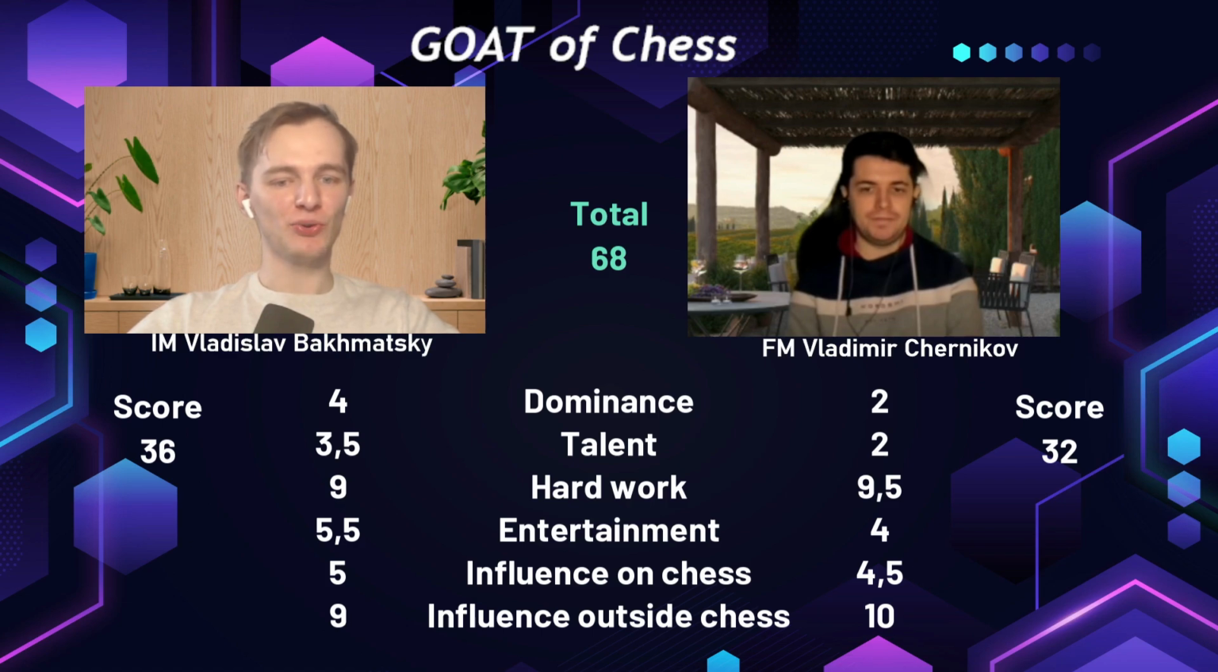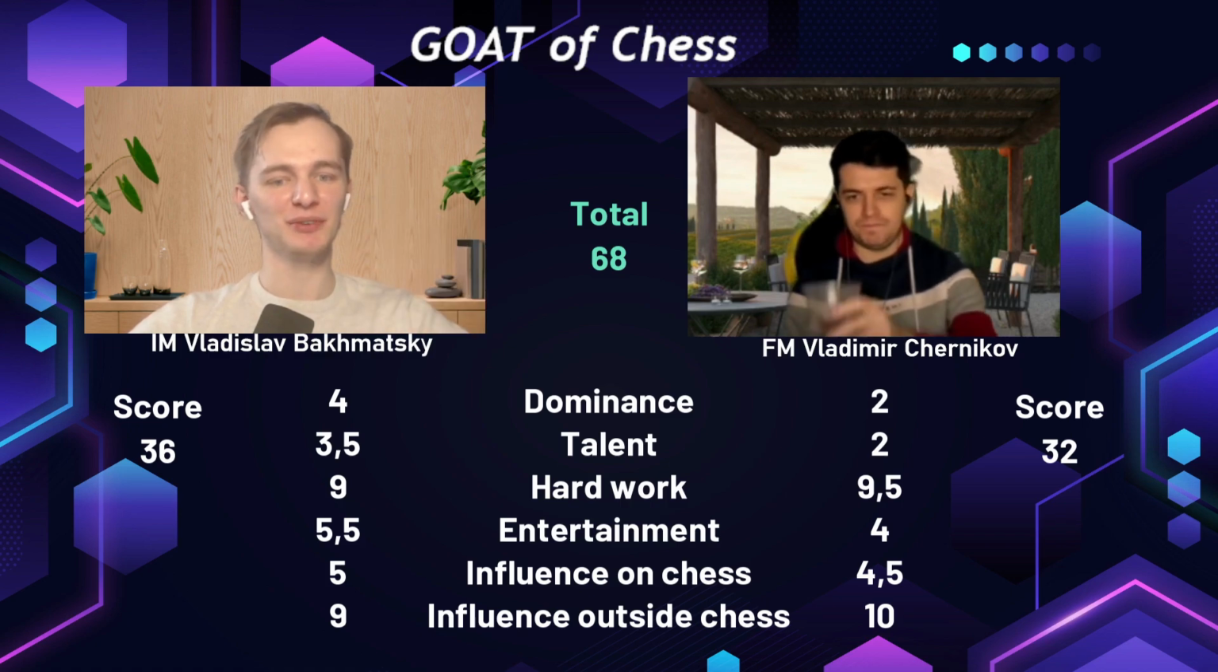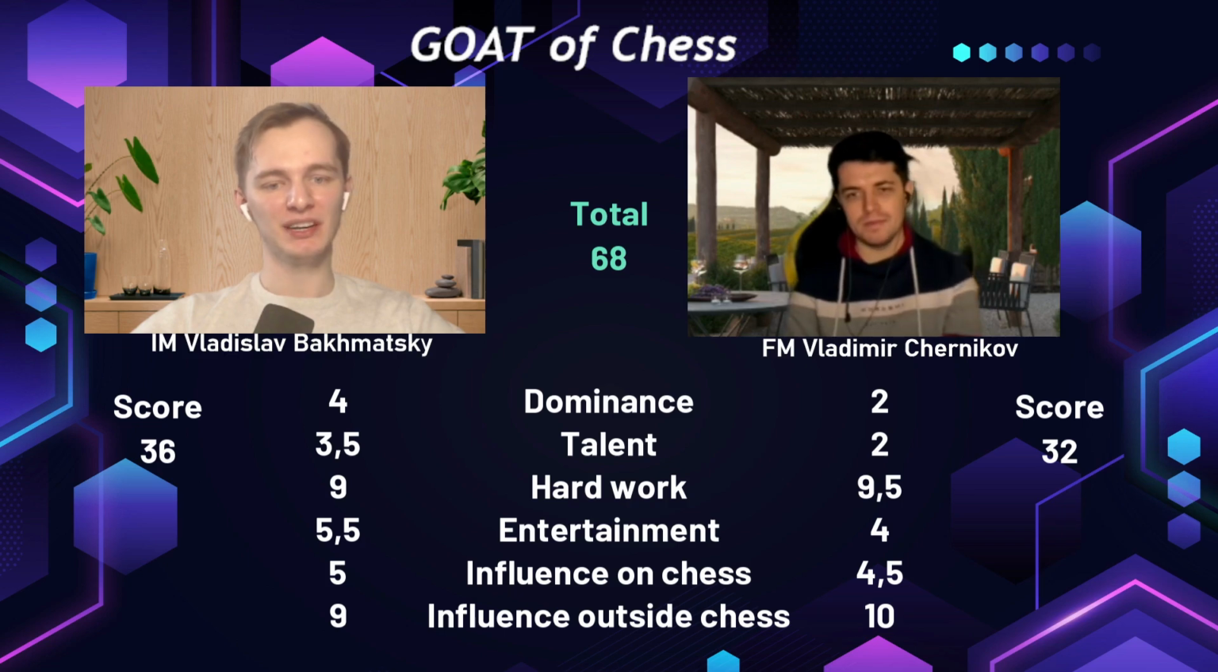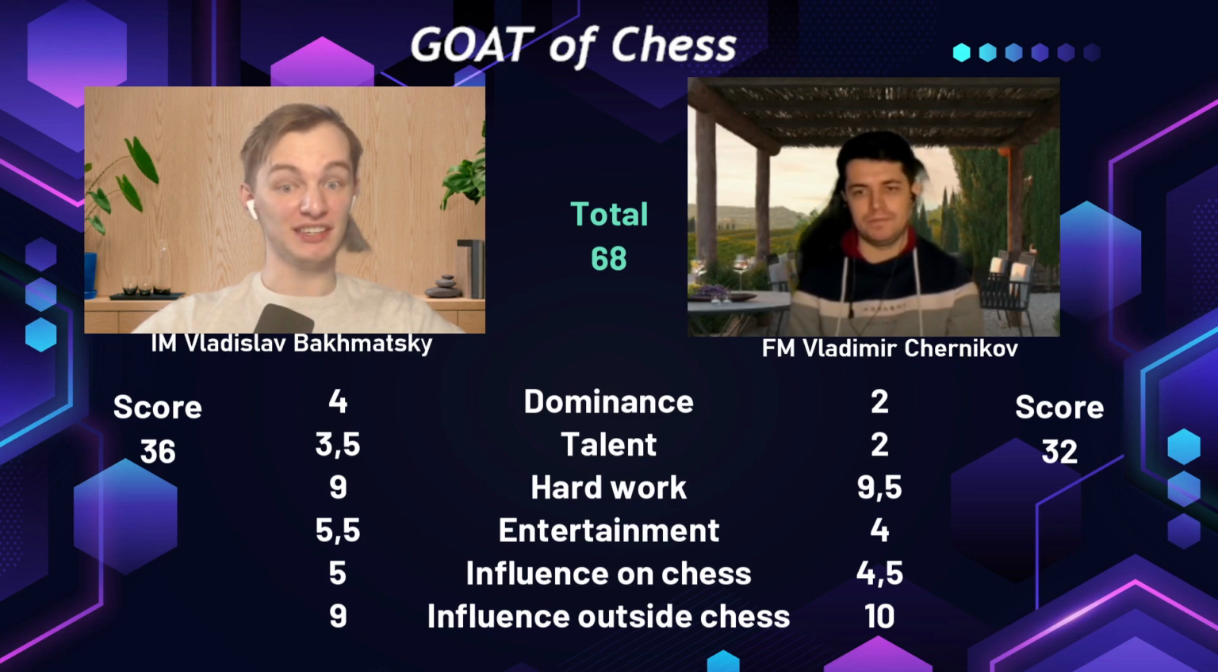Okay, Euwe scored 68, which moves him to the last place, but he was that close, if Vladimir wasn't that harsh. I gave him 36, and Vladimir gave him 32, which is even lower than Capablanca by 1 point. So Vladimir here, a game changer.